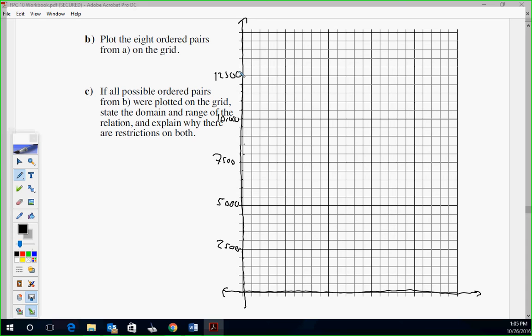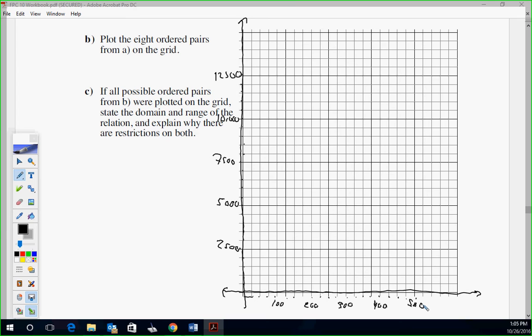The bottom, what would it make sense to go by? 50. Yeah, probably 50s. You can probably even go by 25s if you wanted, but I'll go by 25s. So 1, 2, 3, 4, that's 100. 1, 2, 3, 4, 200. 1, 2, 3, 4, 300. 1, 2, 3, 4, 400. 500. Okay, that's all we need. And then we're going to plot our points now.